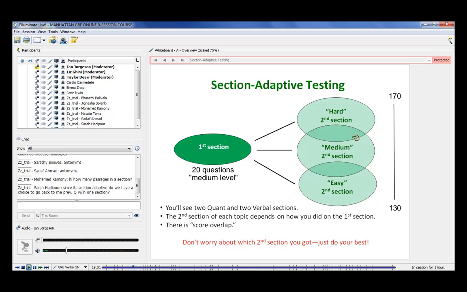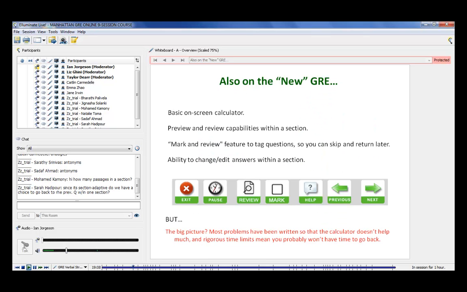So Sarah, yes, and I'll talk about that in just a second, but within each section, you can actually go back and forth because that entire 20 questions is set. You can go back and forth within a section. Now, you can't go back and forth between sections. So for instance, if you're working your second verbal section, you can't go back to the first verbal section, but you can skip around within a section.